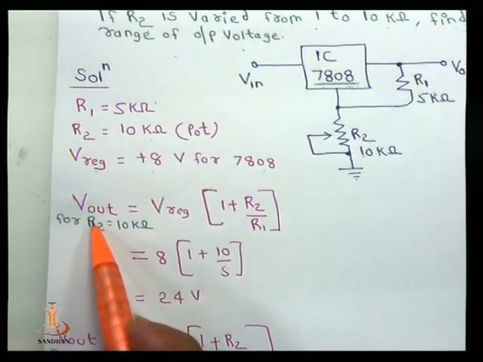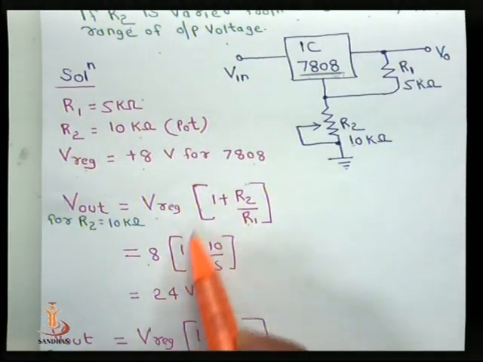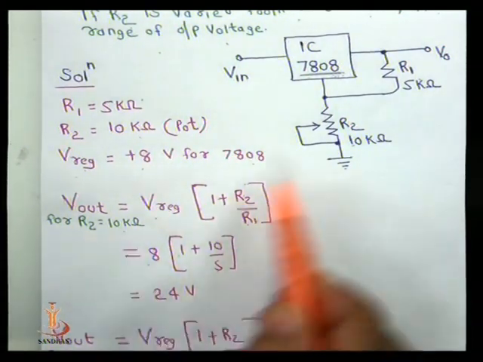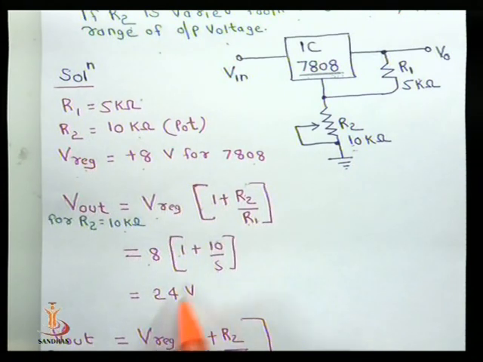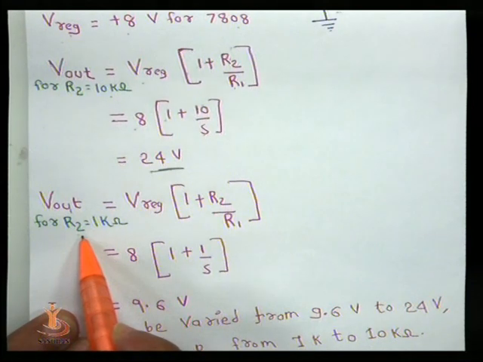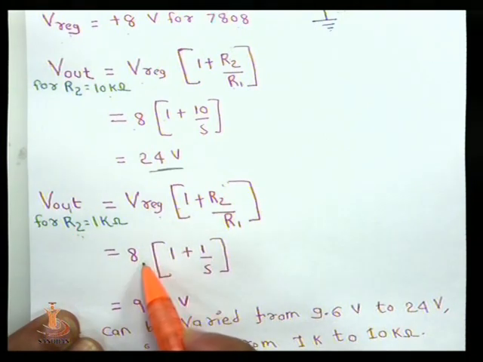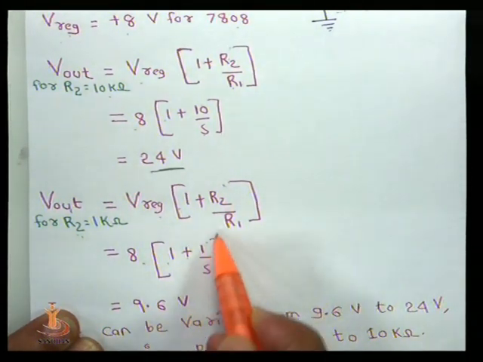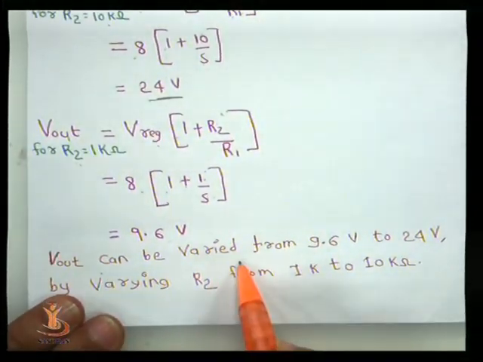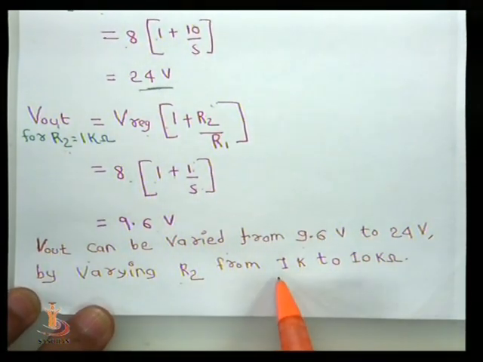Now this one is the formula. So Vout equal to Vregulator into 1 plus R2 by R1. Vregulator is 8 volt, 1 as it is, R2 10, R1 5. Initially we are considering the maximum resistance of R2, the variable resistor. So if you calculate, you are getting 24 volt. Now Vout for the minimum value of R2. Minimum value of R2 is considered 1 kilo. So Vregulator into 1 plus R2 by R1: 8 into 1 plus 1 upon 5, R2 1 and R1 fixed at 5. So 9.6 volt. So Vout can be varied from 9.6 volt to 24 volt by varying R2 from 1 kilo to 10 kilo.